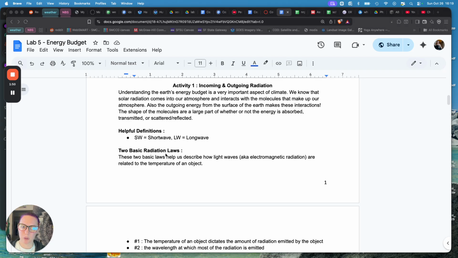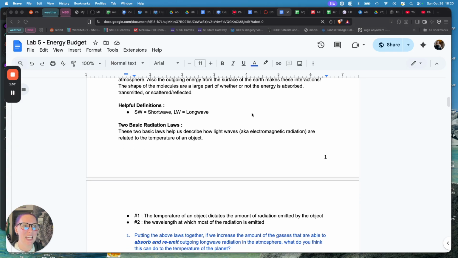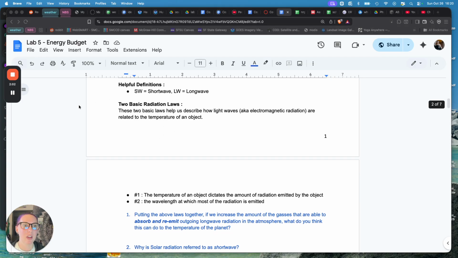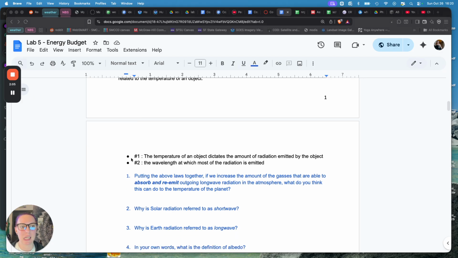Hopefully you've talked about energy budget in your class, so this won't be out of left field. Some helpful definitions here: SW is shortwave, LW is longwave, and some basic radiation laws. Basically, the temperature of an object dictates the amount of radiation emitted by that object. Hotter objects emit more radiation, cooler objects emit less radiation, and then there's the wavelength at which most of that radiation is emitted. There are key components within that.